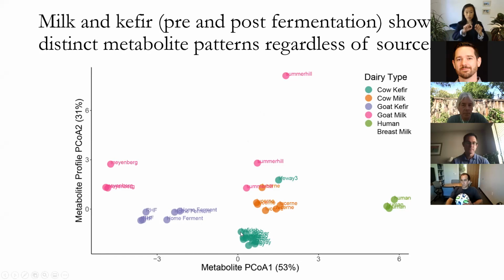They're all on the bottom, differentiated along PCoA1. When we looked at cow kefir and goat kefir, they move up PCoA2, suggesting that source differentiates on one axis and fermentation state differentiates on axis 2.